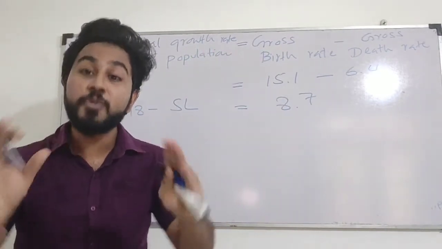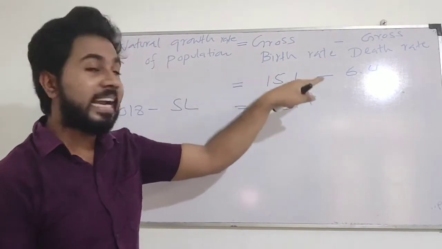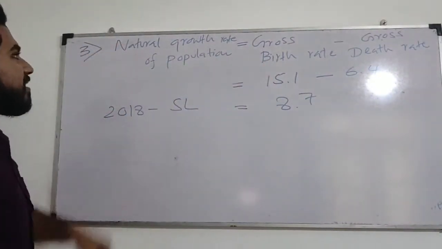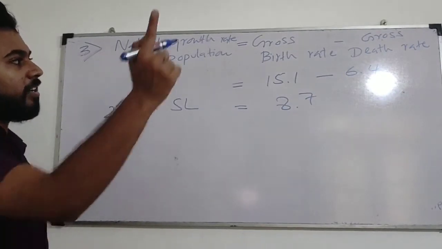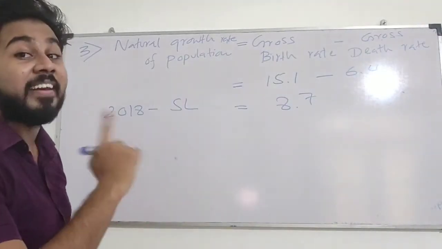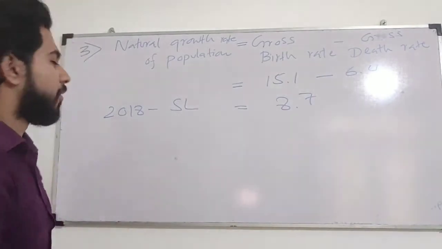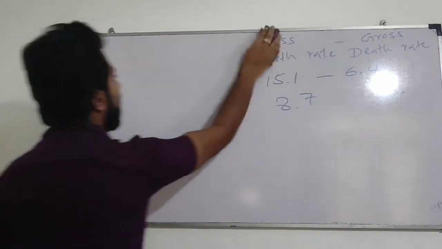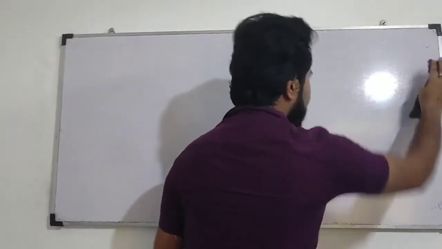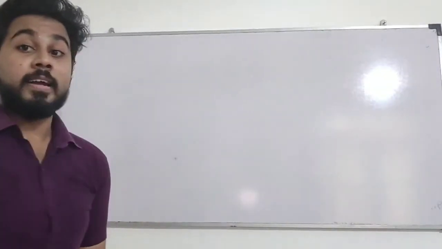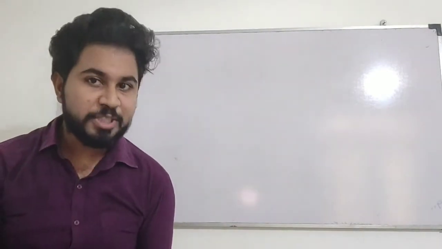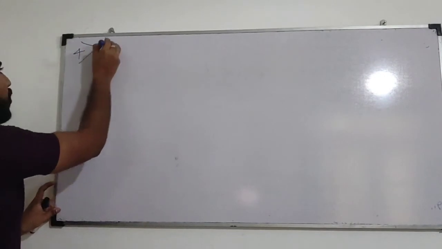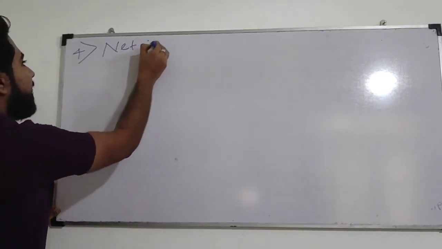So this happens naturally because birth and death are natural causes. Clear? This is what we call the natural growth rate of population, the difference between the birth rate and death rate. Okay, so we have done three main ratios so far, and we go to the fourth one. What is the fourth one? Net immigration rate.